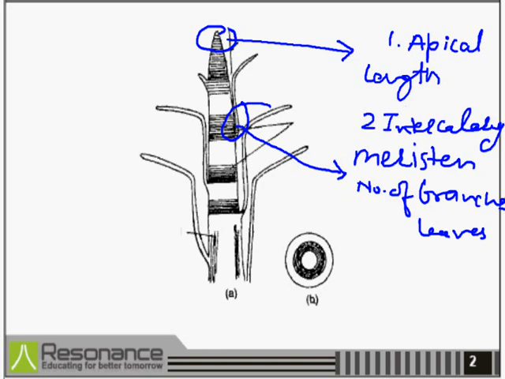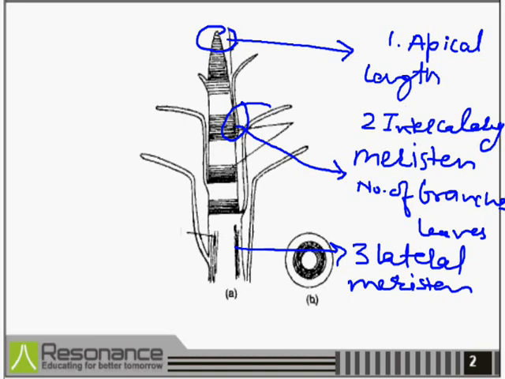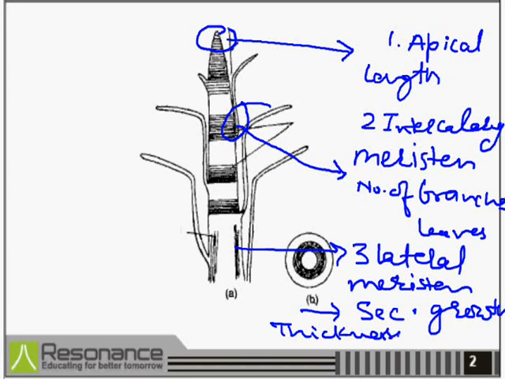And last, the third one we call lateral meristem. It is present in the lateral position of the plant body. It is responsible for the secondary growth as well as the thickness of the plant body. So this is the position of the meristem in the plant body.